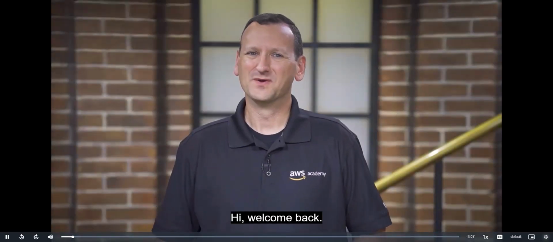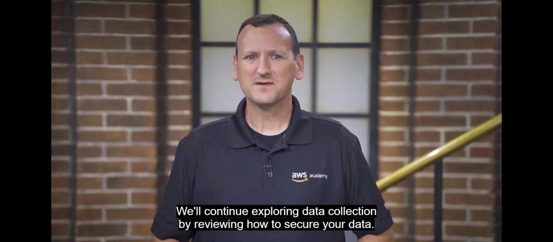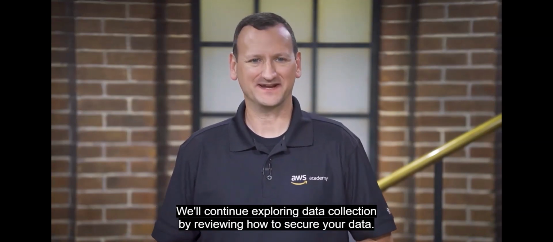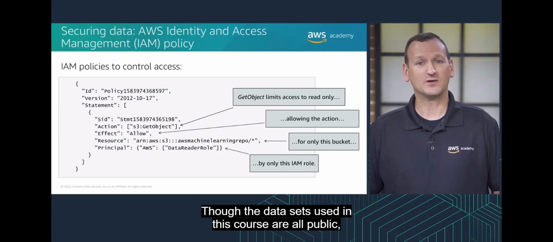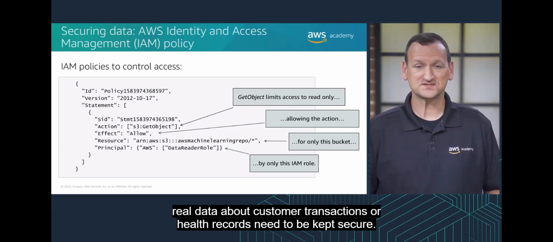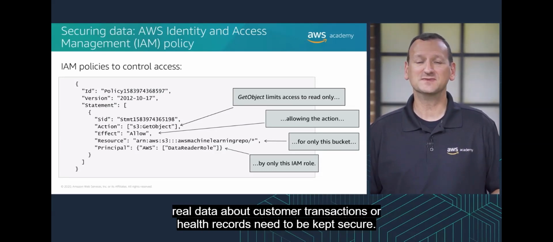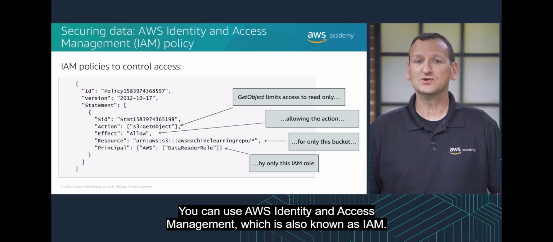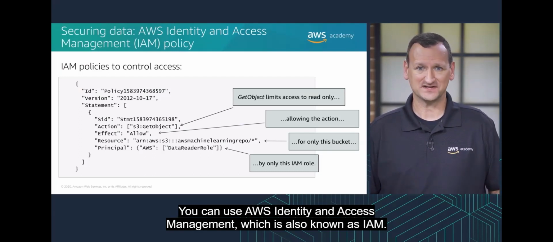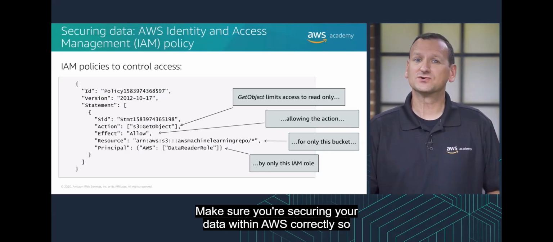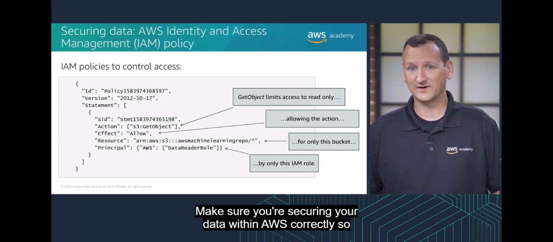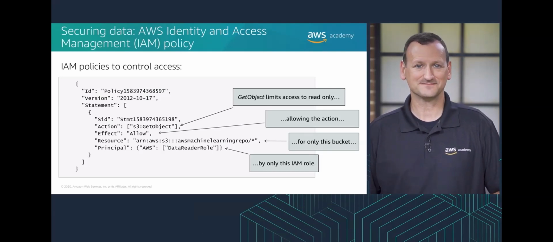Hi, welcome back. We'll continue exploring data collection by reviewing how to secure your data. It's important to consider the security of your data. Though the data sets used in this course are all public, real data about customer transactions or health records need to be kept secure. You can use AWS Identity and Access Management, which is also known as IAM. It's a service that controls access to resources. Make sure you're securing your data within AWS correctly so you can avoid data breaches.